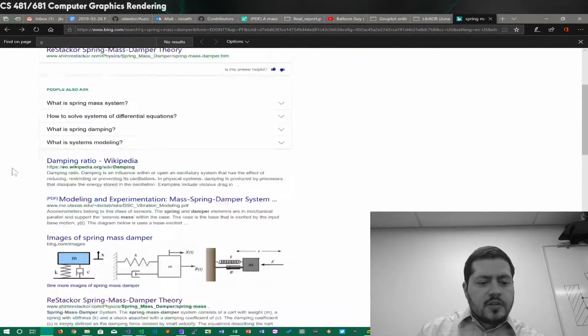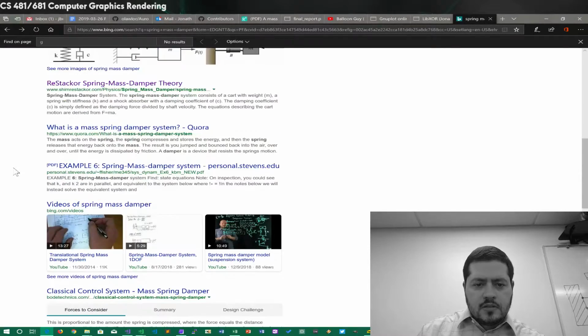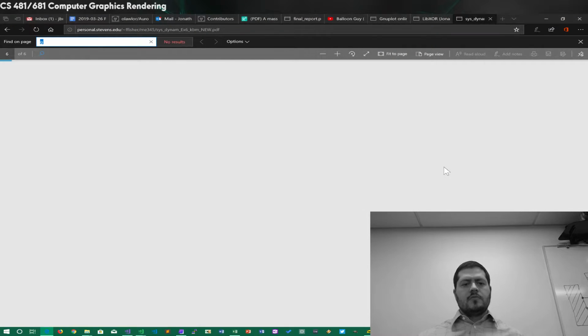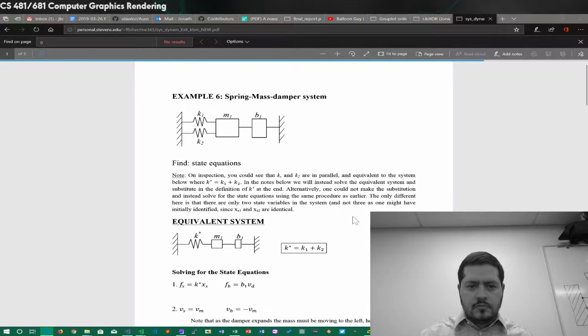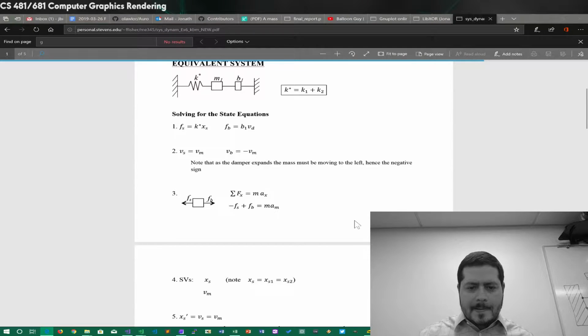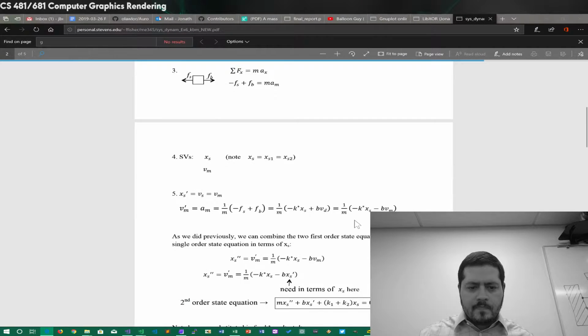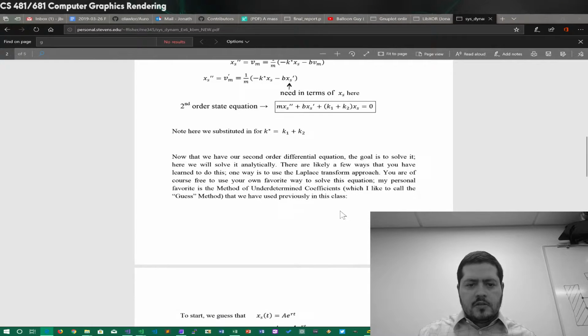Too much suspension tuning in there. Okay. Let's see what the mechanical engineers say. I just guessed that because I saw ME345. State equation.